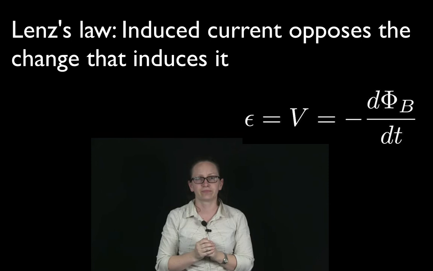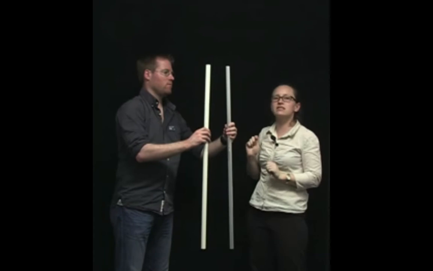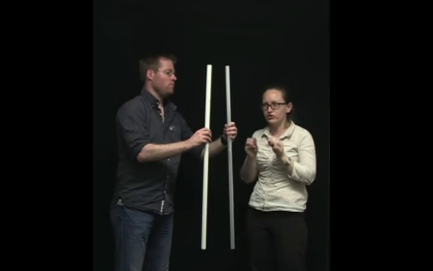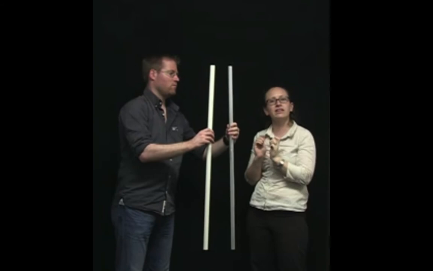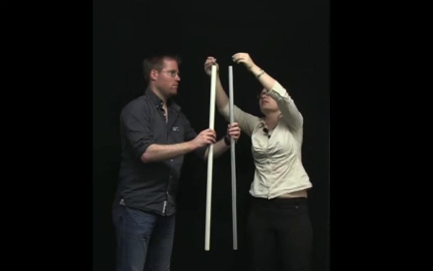So what we have here, held by Seb, is a plastic tube and a metal tube. What do you think is going to happen when I drop identical magnets through the two tubes? Just pause the video and think about it for a minute. Let's do the experiment now. The magnets are at the top of the two tubes, and I'm letting go of them now.